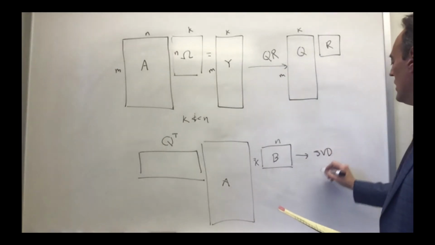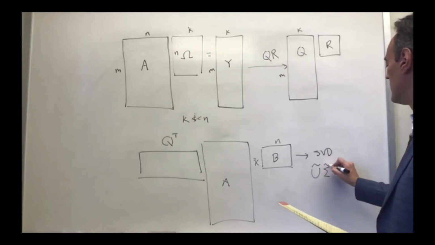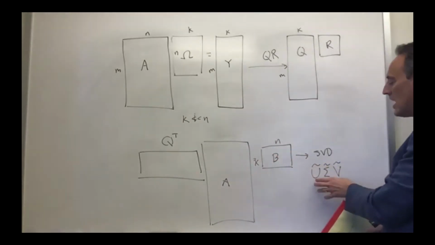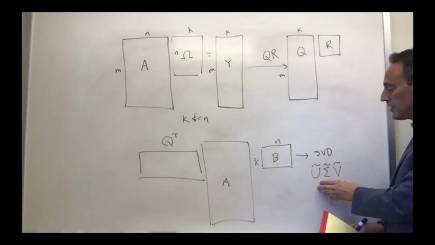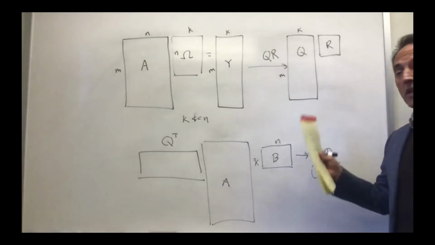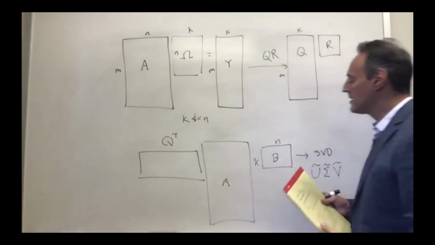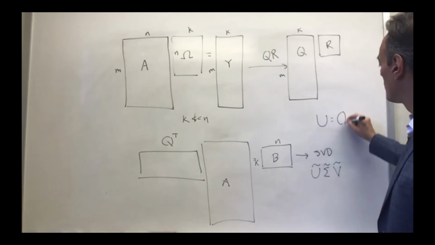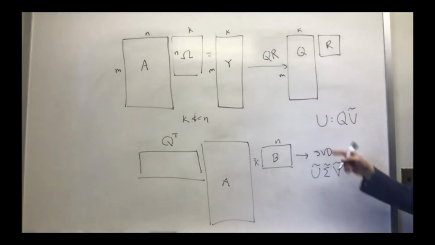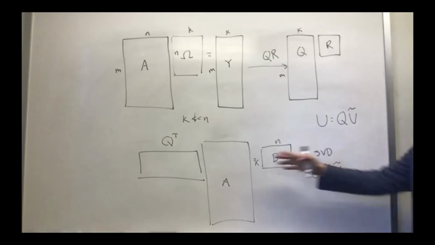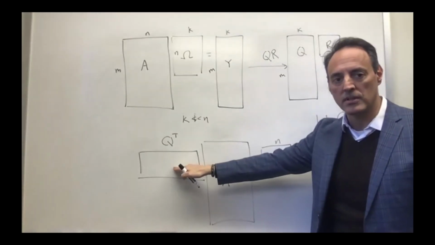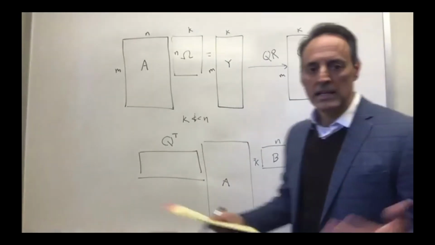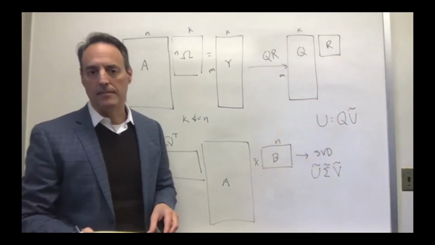Now this is the matrix I'm very interested in, because what I'm going to do with this matrix is do the SVD and find U tilde, sigma tilde, V tilde. In other words, I project into this space, do the SVD, and now I have low rank structures. If I want to go back into the original m-dimensional space, I take U tilde and project back out: U equals Q times U tilde. Remember, I projected in with Q transpose, so I just multiply by Q to get back. And those are the U. That is the randomized algorithm for the SVD.